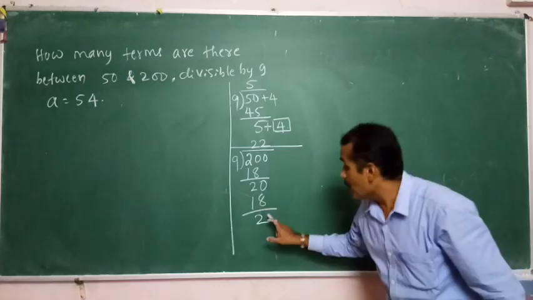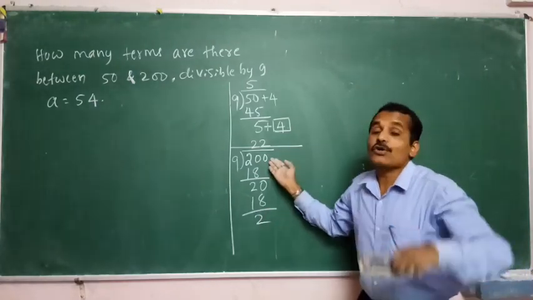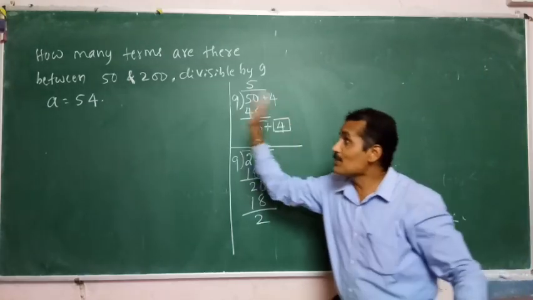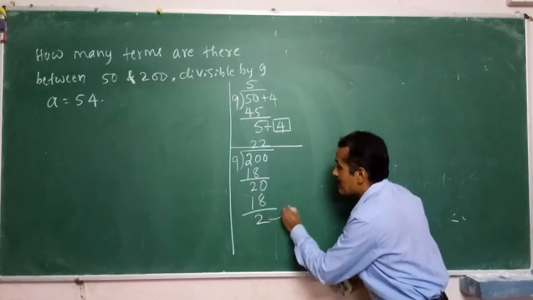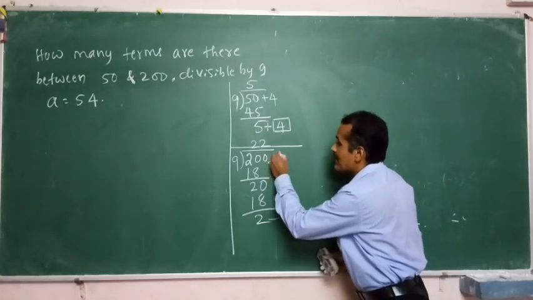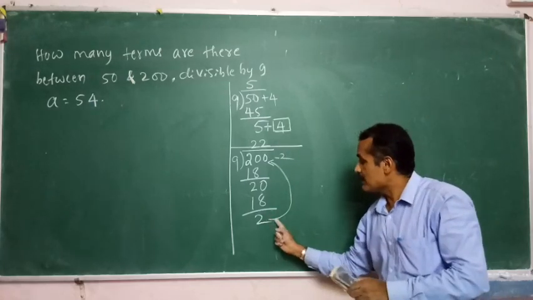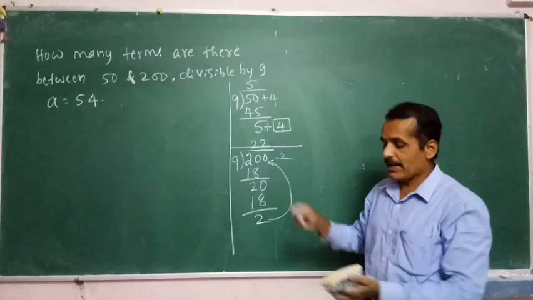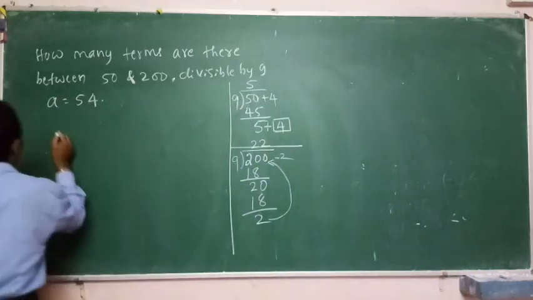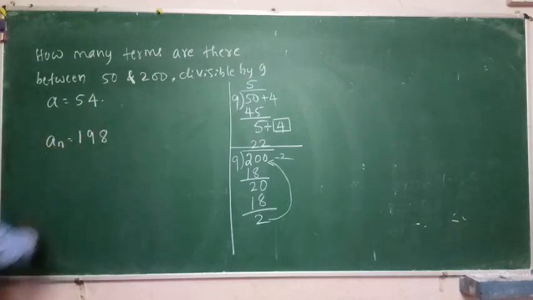My dear children, now don't add anything. If you add something, it will cross 200, but they ask you less than 200. Whatever the remainder comes, the same remainder you subtract, minus 2. Here something has to be added, but here whatever the remainder comes, you have to subtract. That means 200 minus 2, 198. I can say An is equals to 198. Last term.